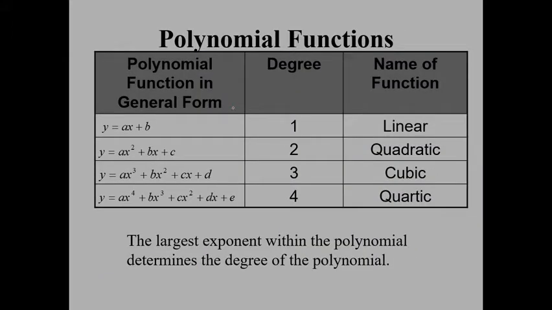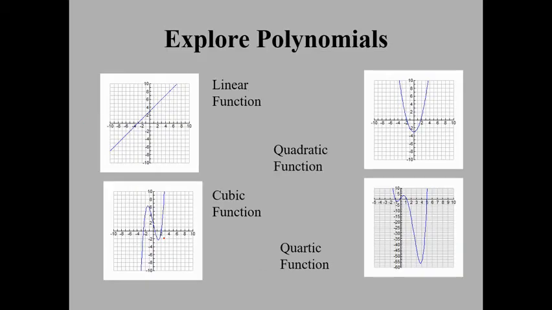Notice that we have several polynomial function forms over here on the left. The first one is linear, degree is 1. The second one is the quadratic, degree is 2. Remember, the reason why you know the degrees is because it is the largest exponent. The third one is the cubic with the degree 3, and the fourth one is the quartic with the degree 4. So the largest exponent within the polynomial determines the degree of the polynomial.